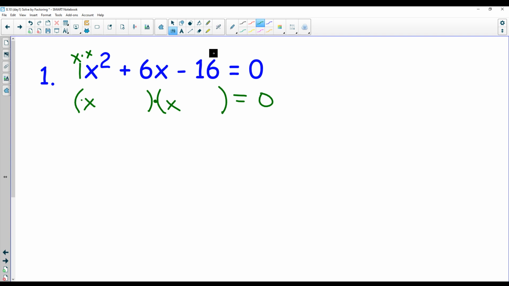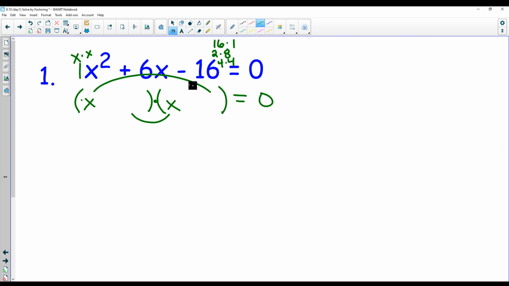The 16, we have some options. It could be 16 times 1. It could be 2 times 8. Oh, I forgot 4 times 4. And something has to be a negative in order to get the 6 in the middle. So really, all of these work for a 16 if we made one of them negative. But I need to get this middle to work for 6.